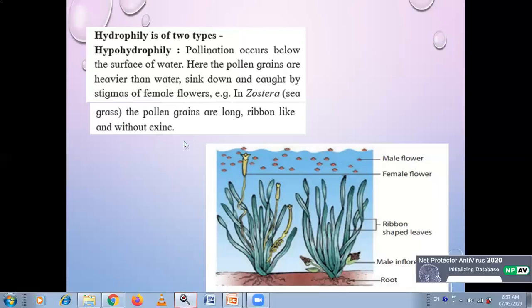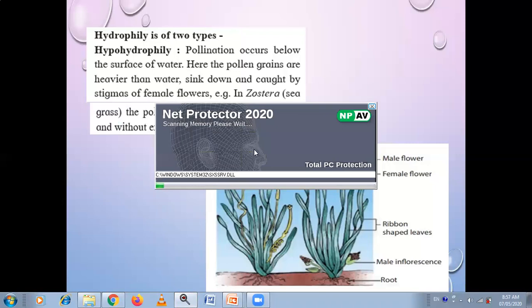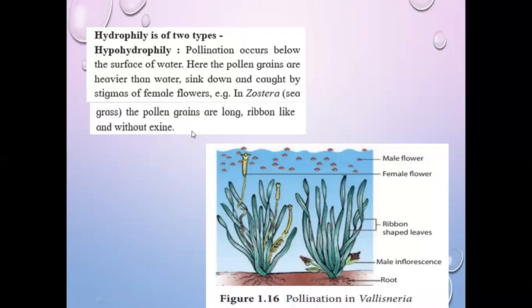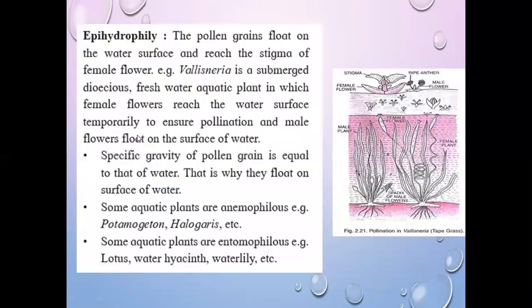Okay, you can see here the stigmas are long, ribbon like and without exine. Okay, pollen grains. Next, epihydrophily. The pollen grains float on the water surface and reach the stigma of female flower. Here Vallisneria, and that was Zostera.